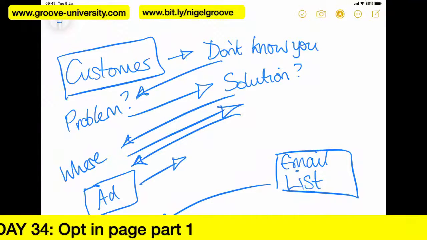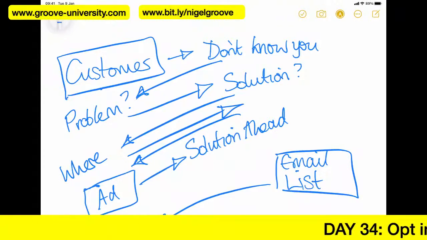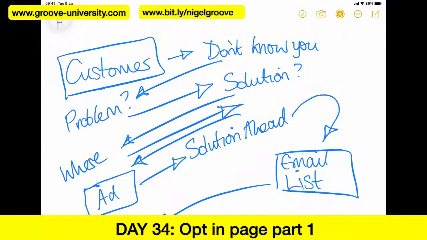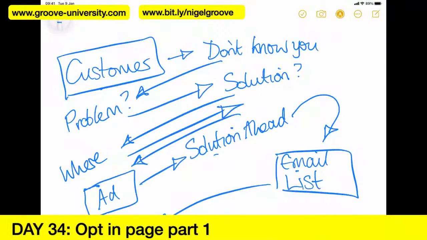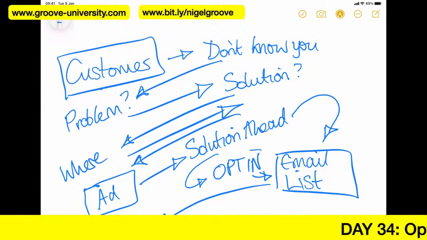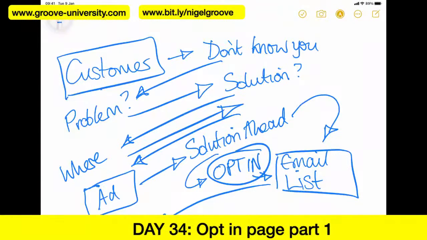And you say solution ahead. And you want them to get onto your email list. But that solution comes through the opt-in. Okay. So that looks quite messy, doesn't it?